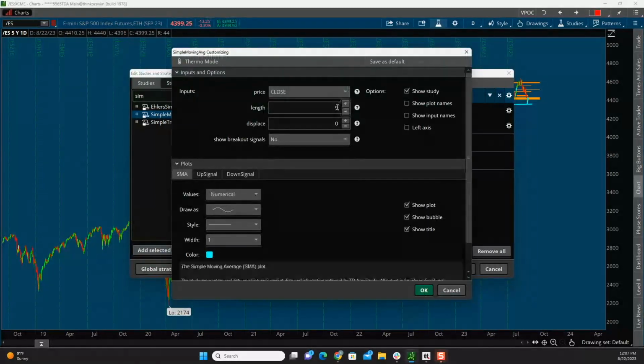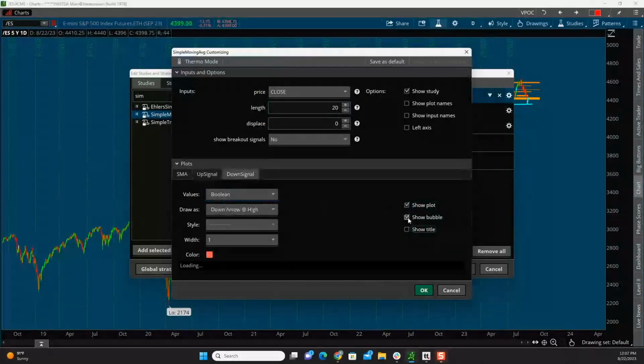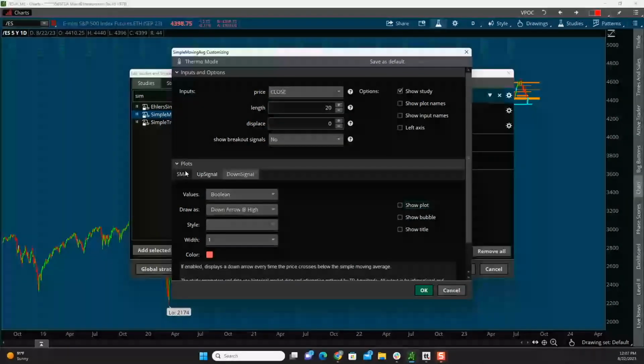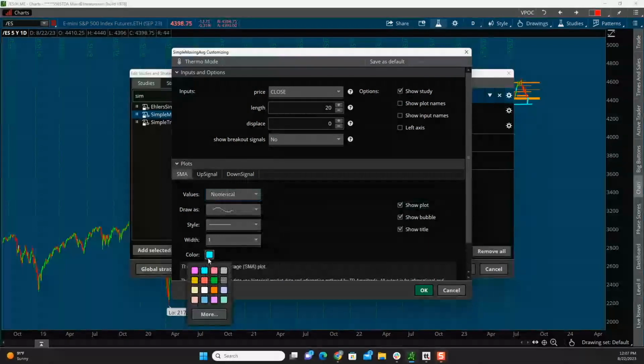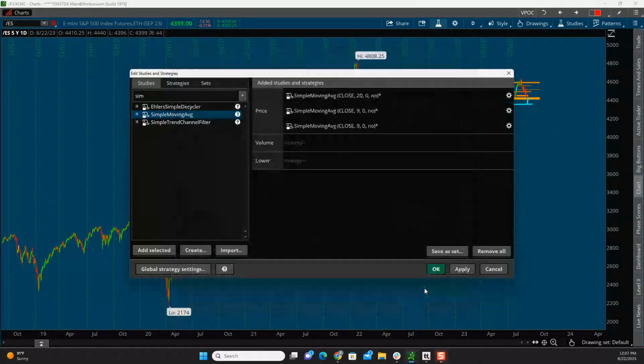It says close. We'll make this the 20. I do not show the up and down signals that are right here. But right here on the SMA, my 20 has always been a green. I make it about a 2. And there you go. You take a screenshot if you wish. But that is that there.